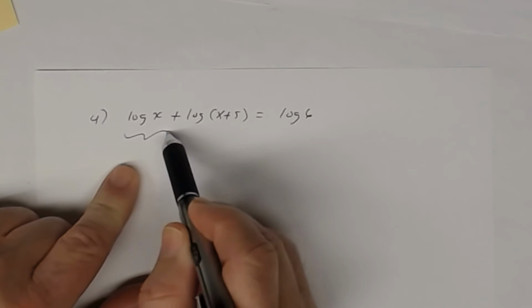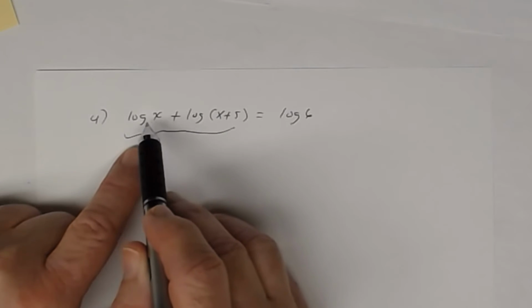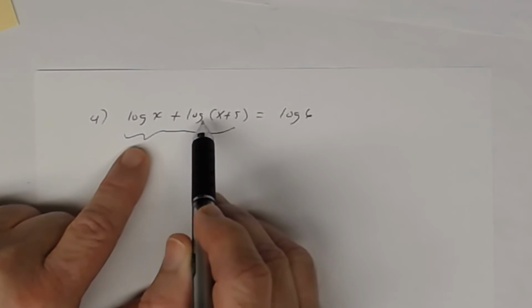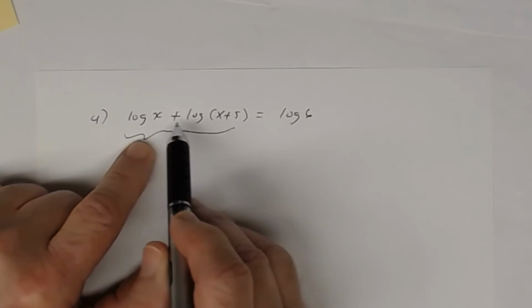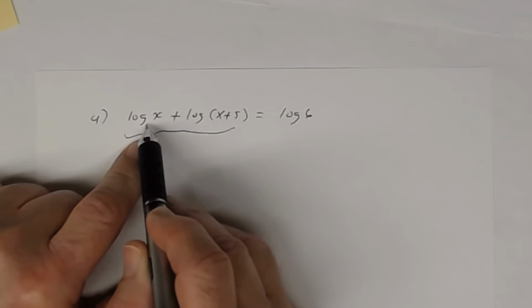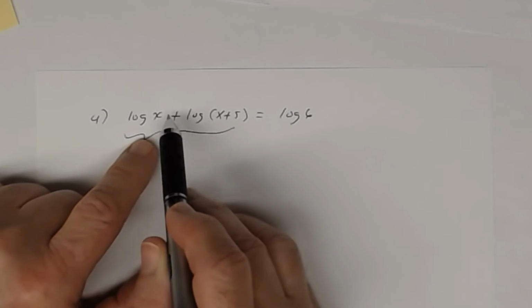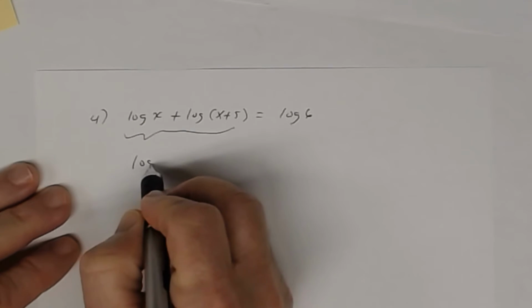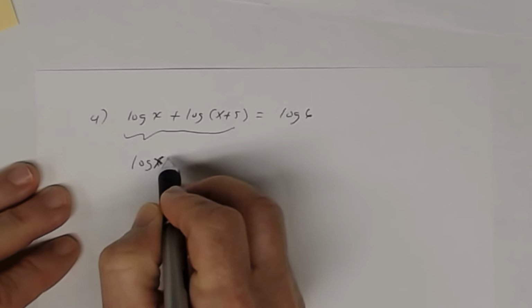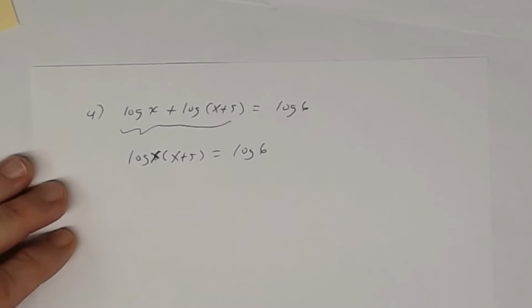So first of all, let's go ahead and write this as one log term. Notice there's no base there, but you know that it's understood to be base 10, right? So this is a common logarithm, and notice all the bases are the same. Base 10, base 10, base 10. So this is a sum. So I'm going to write this as a product. So this becomes a log of x times x plus 5 equals the log of 6.